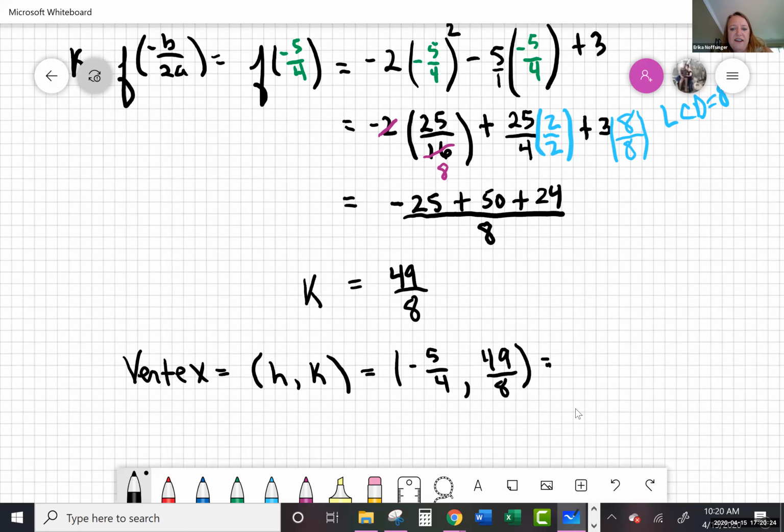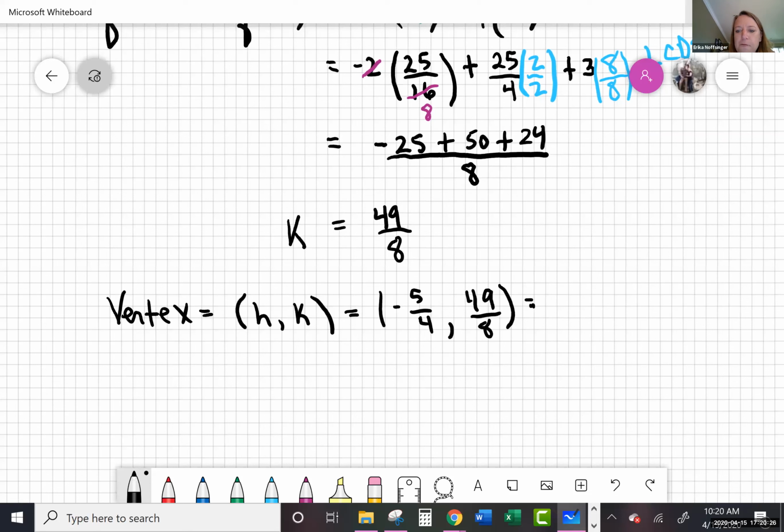And so -5/4, well, 4 goes into 5 once. So this will be -1, and I'd have a remainder of 1. So this is -1 and 1/4. 8 goes into 49. Well, 8 times 6 is 48. And so it goes in 6 times with a remainder of 1. So 6 and 1/8.